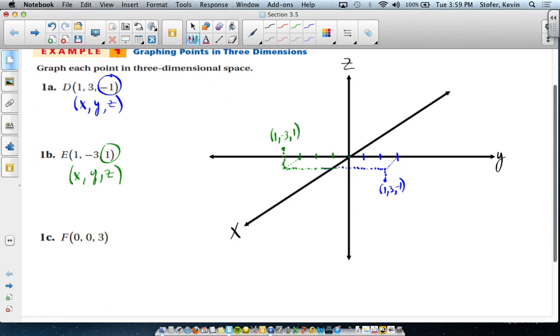All right, 0, 0, 3. I'm not moving left. I'm not moving right. I'm not moving forward. I'm not moving backwards. I'm sitting right here right now. And now from there, I'm going to go up 3 units. Now, since I'm on this axis, I could go ahead and kind of count 1, 2, 3. And that's where I'd be sitting at 0, 0, 3.